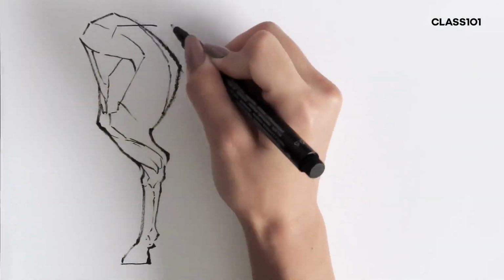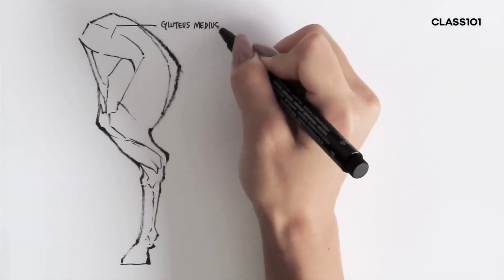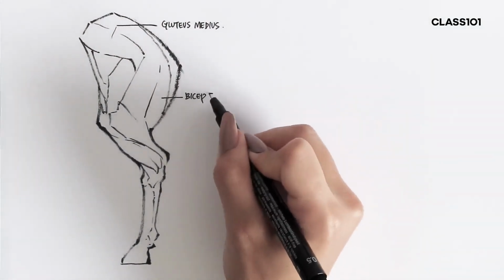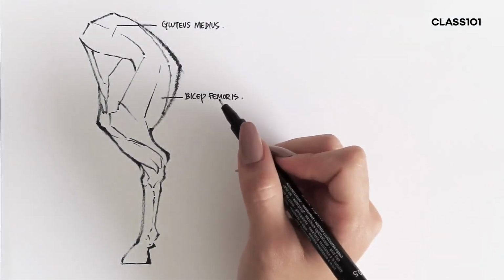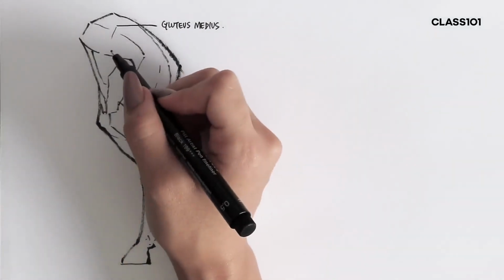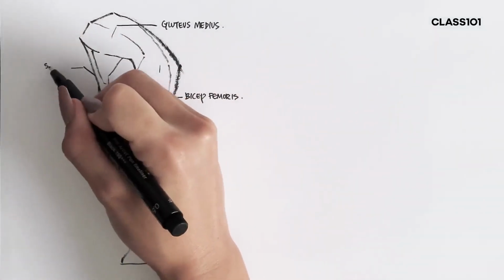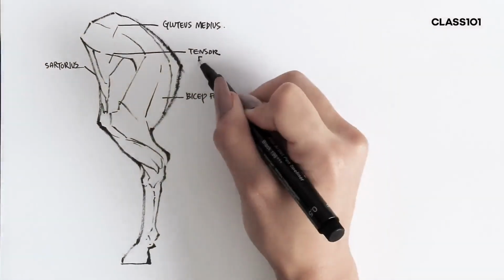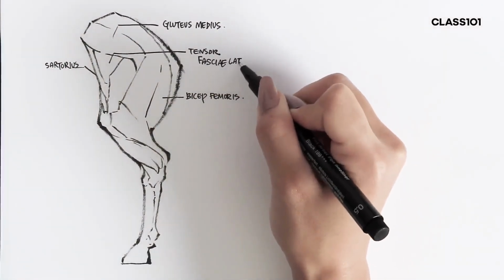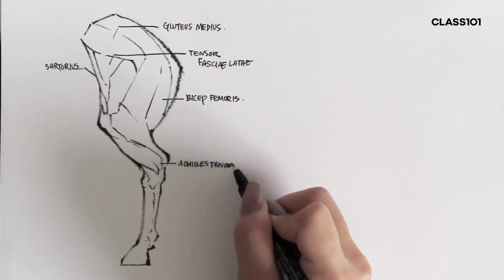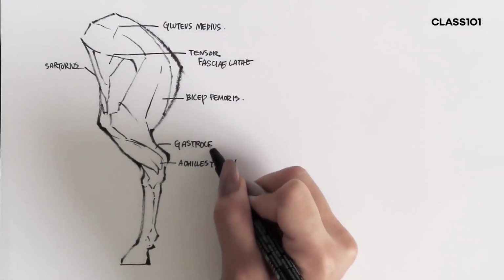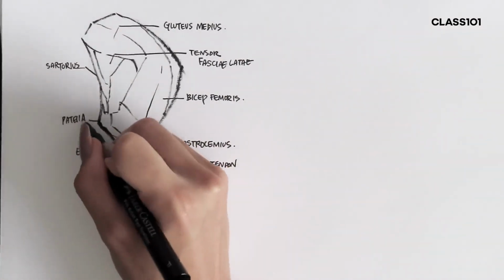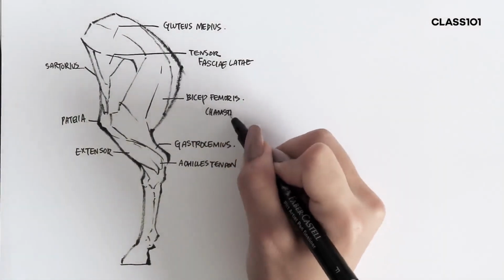We have our gluteus medius, and then our bicep femoris, and then we have our sartorius, which is a thin muscle that runs across your leg. Then we have the tensor fasciae latae, which is in the quads. And then moving down, we have the Achilles tendon, and then flexors and extensors. And to make it even simpler, the muscles in the back we'll just call hamstrings, and the muscles in the front we'll call quadriceps.